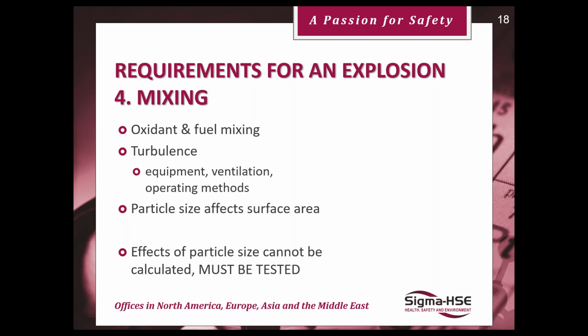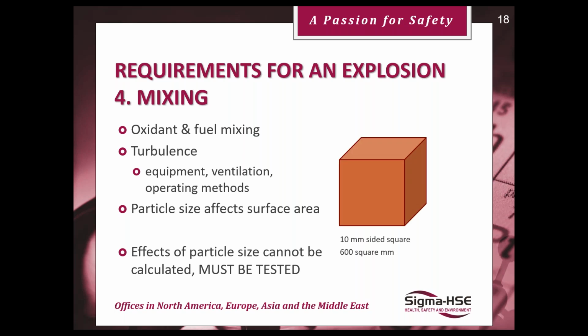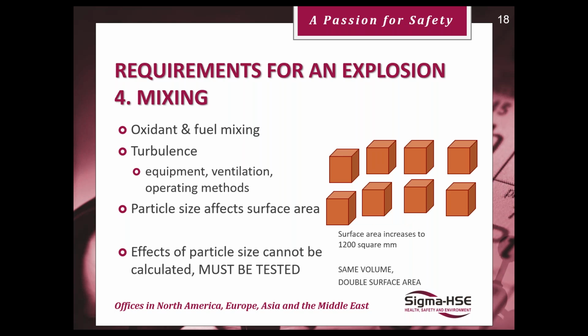So you'll note that whenever we do tests on the explosibility of powders, the test methods require us to sieve the material down to less than the 500 micron. In fact, it's down to about 63 micron that we tend to do the testing on. It's the worst case. And it's important to note that we can't calculate the effect of particle size. We've got to test it. There's no alternative to it.